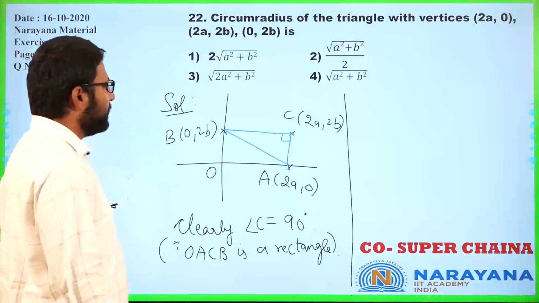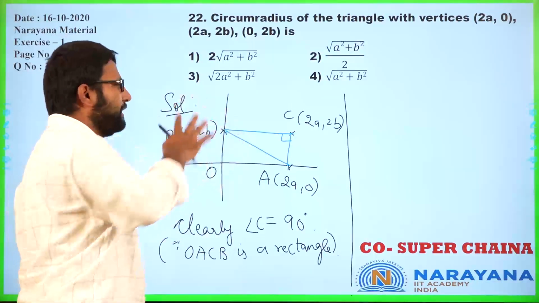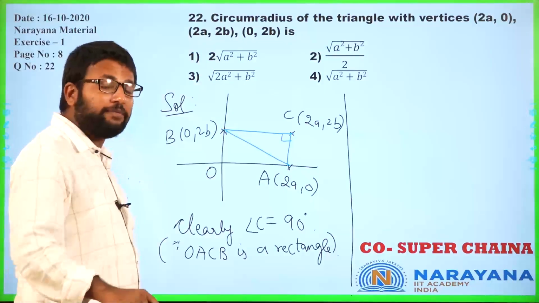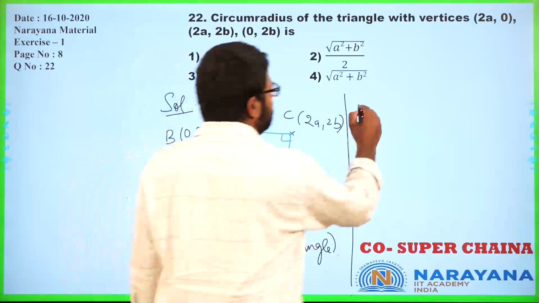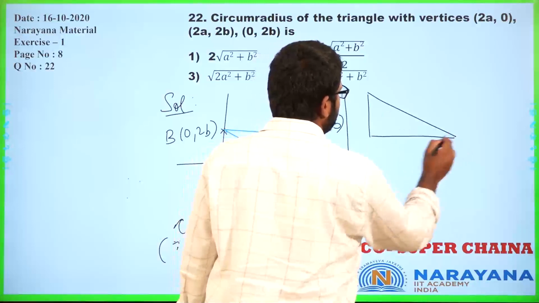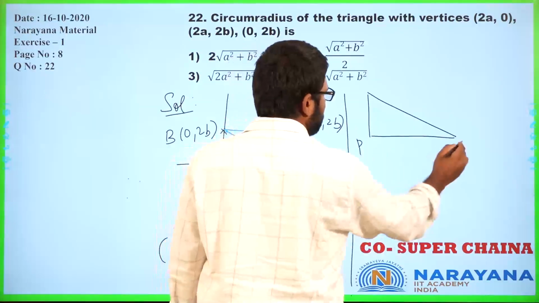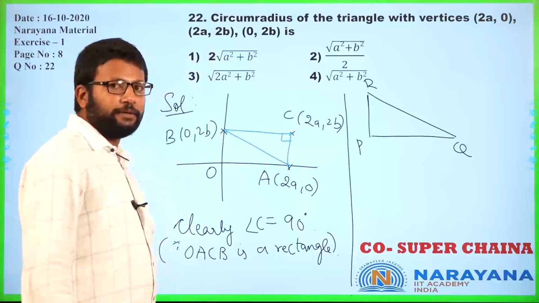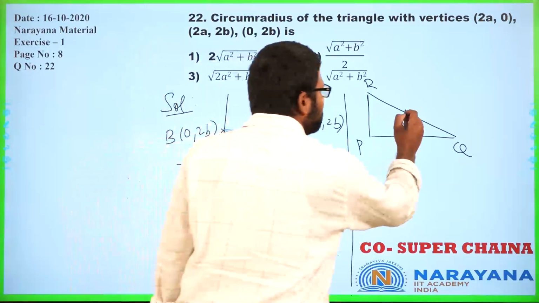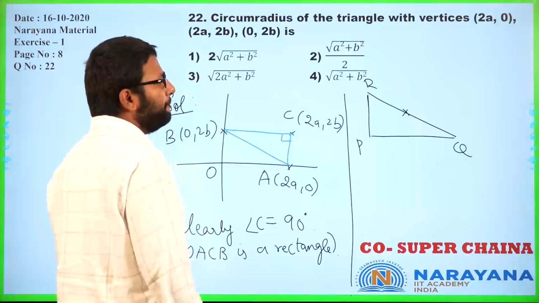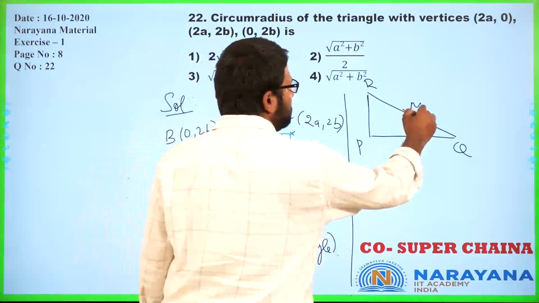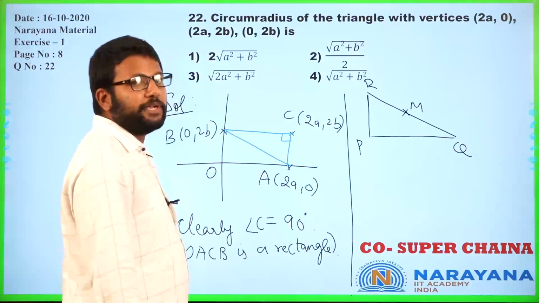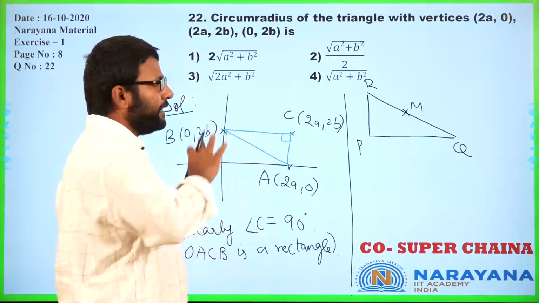Alright. Now, if this is a right angle triangle, what do we know about the circumcenter of a right angle triangle? Let us draw a right angle triangle and call it PQR. What do you know about its circumcenter? I hope you remember this from earlier classes. The midpoint of the hypotenuse is the circumcenter of a right angle triangle.